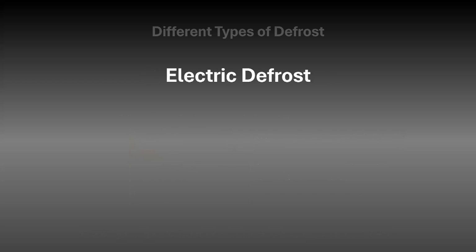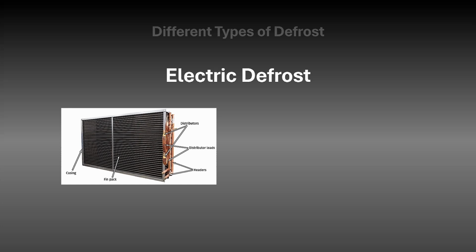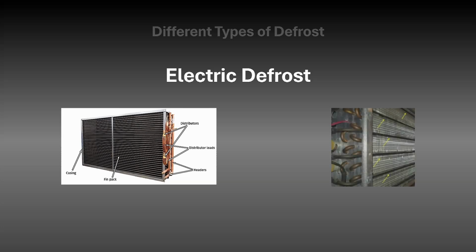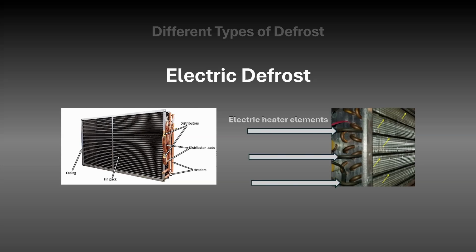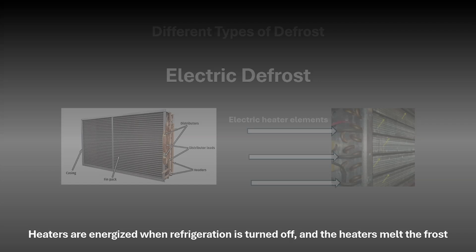Now, the next type of defrost that most of you refrigeration mechanics or people who've worked around this stuff will know is electric defrost. So we've got our evaporator coil. It's our refrigeration coil in our unit that would have been inside of that box hanging from the ceiling in the previous picture. And embedded in the coil, we have these black metallic rods that are our electric heater elements. Okay, and so basically those heaters are energized after the refrigeration is turned off, and then the heaters melt the frost.